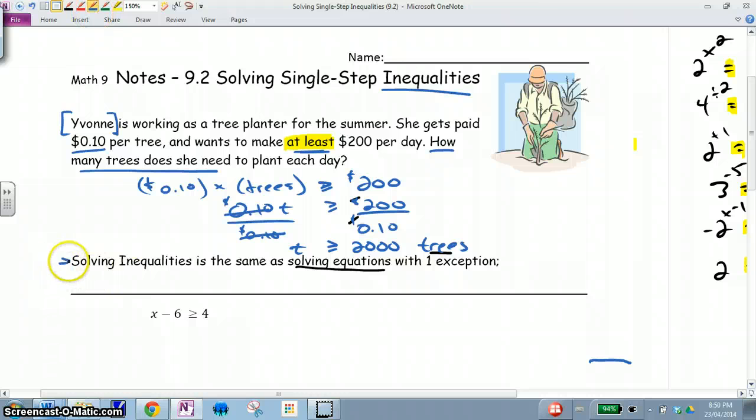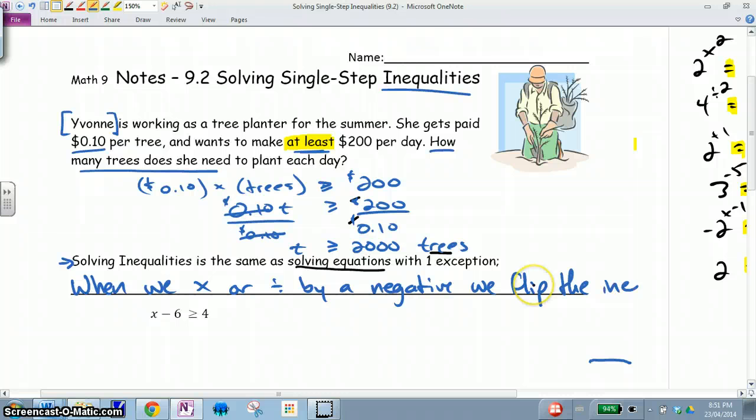So to finish our sentence here, solving inequalities is the same as solving equations with one exception. That is when we multiply or divide by a negative, we flip the inequality. So greater than becomes less than, greater than or equal to becomes less than or equal to. Multiply or divide by a negative, we flip the inequality.